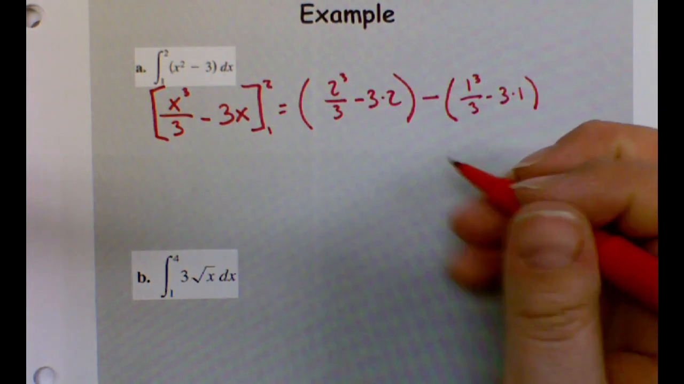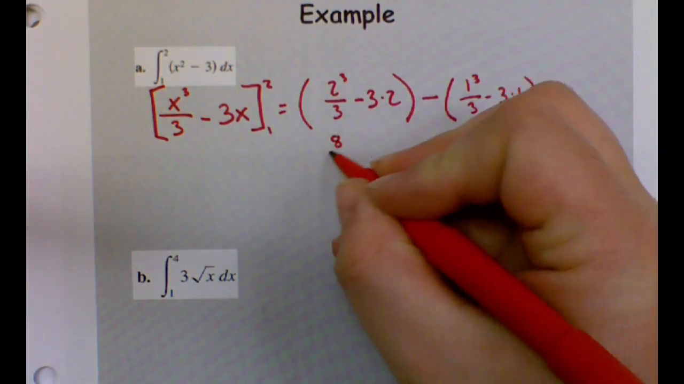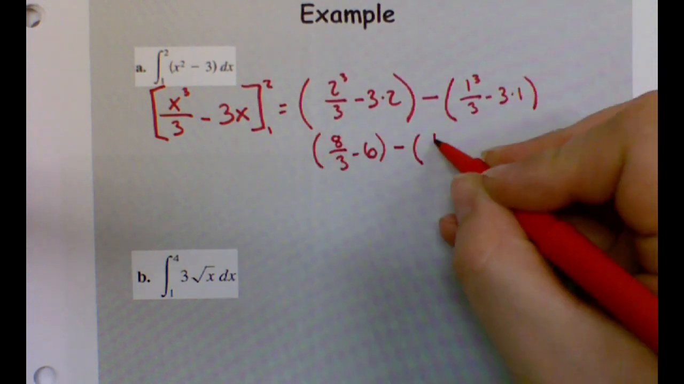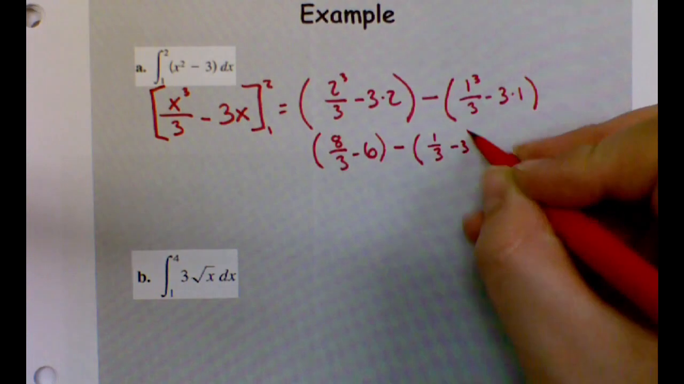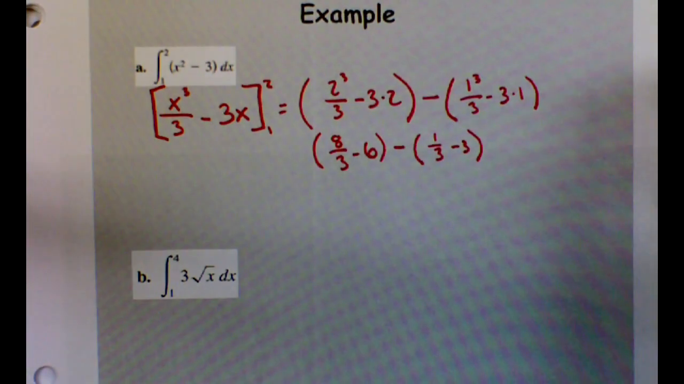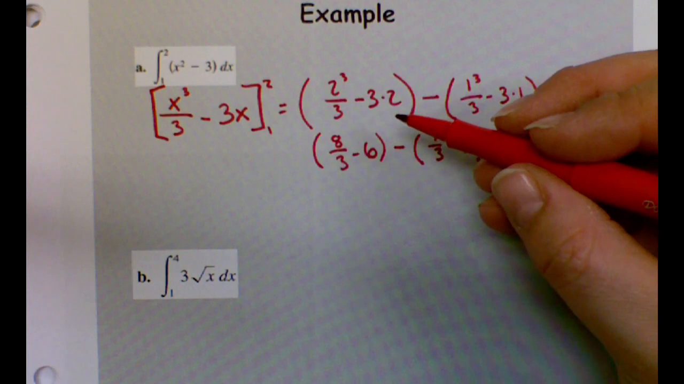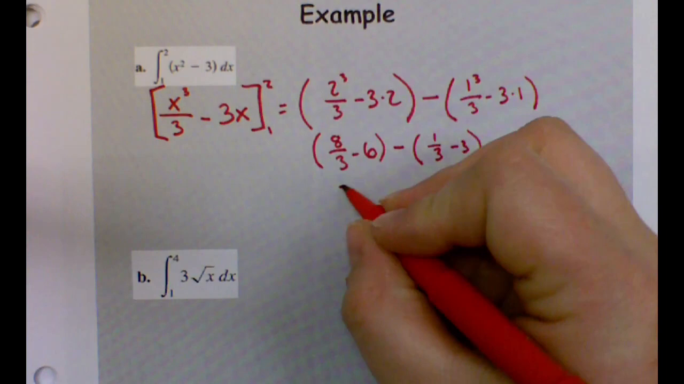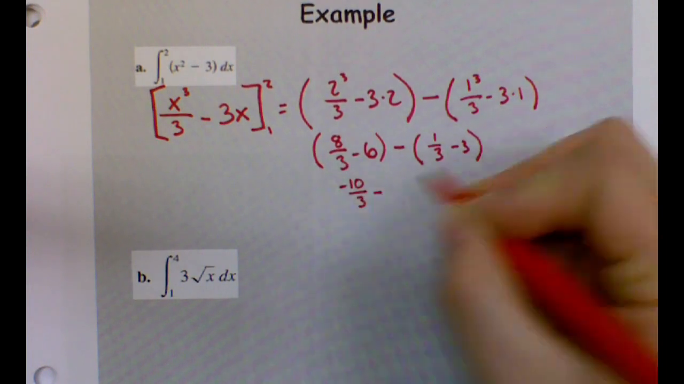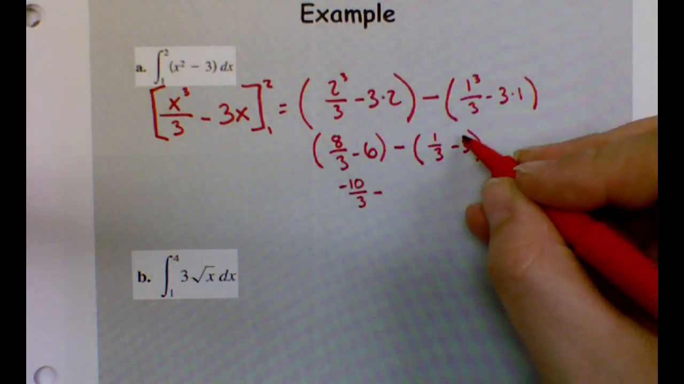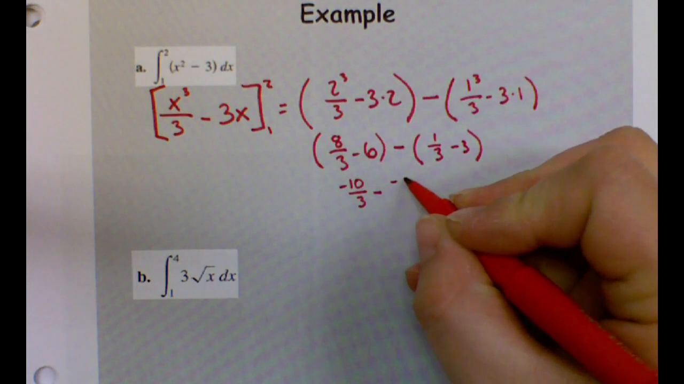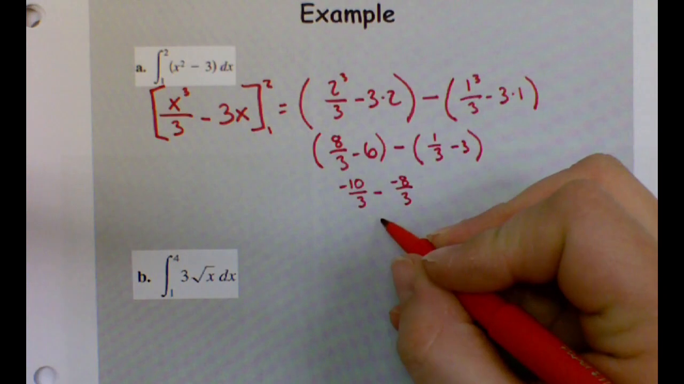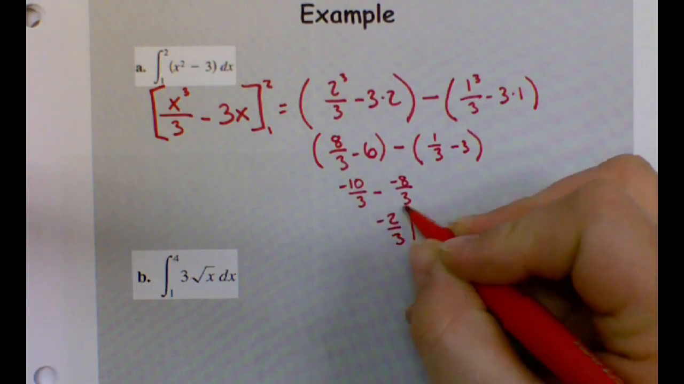And now we just do the math. 2 cubed is 8 over 3 minus 6, minus 1/3 minus 3. So I have 8/3 minus 6, 8 minus 18 over 3, that's negative 10/3, minus 1/3 minus 3, 3 is 9/3, so I have negative 8/3, minus the negative is plus positive, so I get negative 2/3 for my answer.